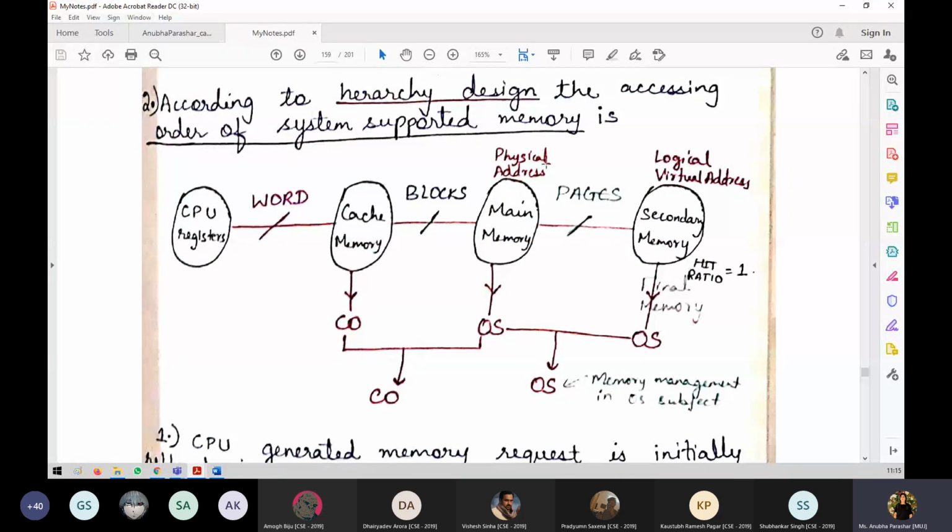Now main memory has got pages, which is the physical address space, and it will request the secondary memory. Secondary memory will give these requests in the pages. So these two share the pages, these two share the blocks, these two share the words. So it is generating a word request. A word consists of registers, but it is sharing the request.